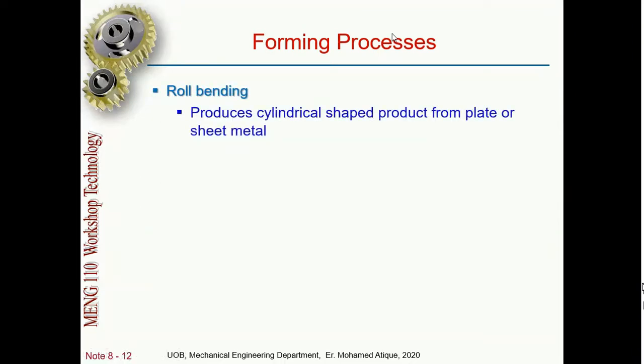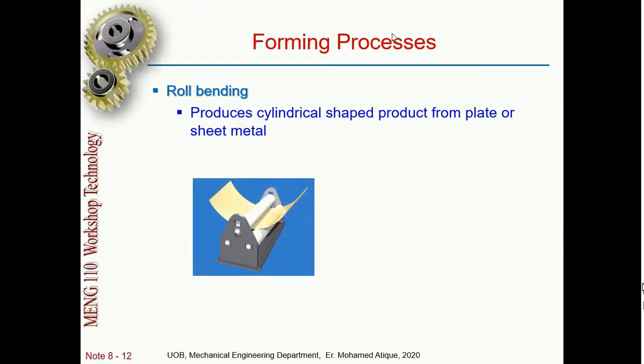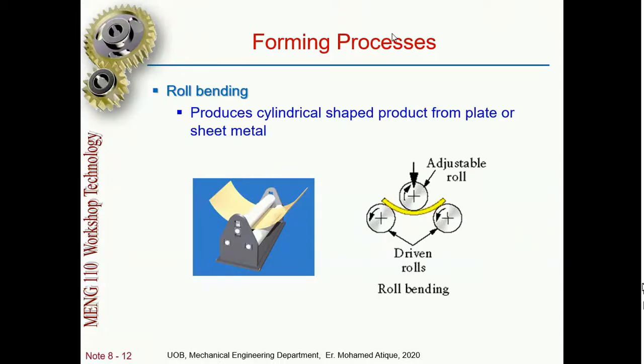Roll bending. From a plate or sheet metal, if you want to get a cylindrical shape, then we use roll bending. See here, it is passed through 3 rollers. The single sheet is passed through 3 rollers. First, when it comes here, it gets bent here. Then this roller will bend it a little. It is passing through here, but due to this, it is getting bent from here. See the shape. This straight sheet is bent into this cylindrical shape. So this is roll bending.